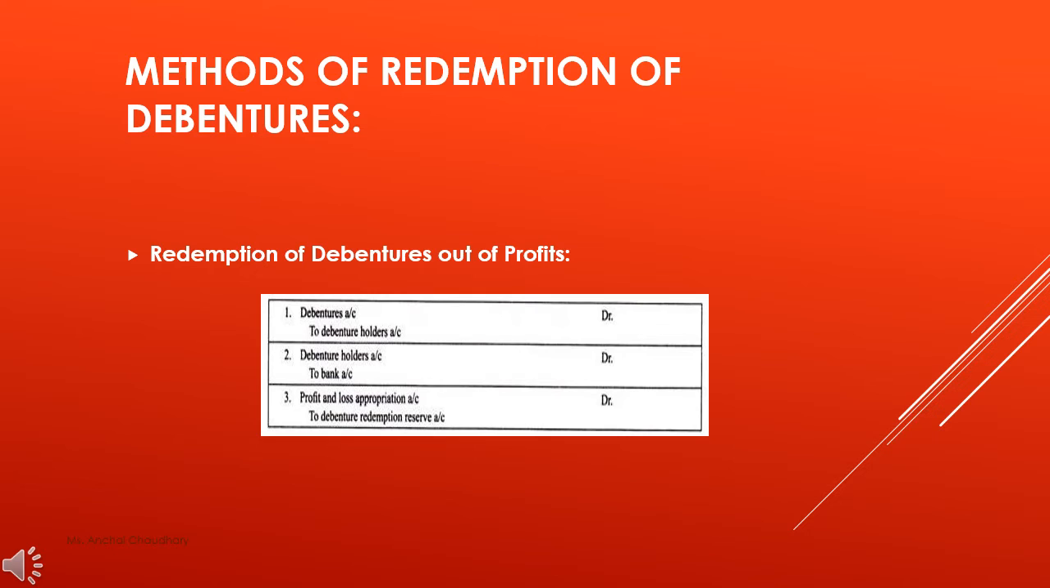So the journal entry in this case will be: debentures account debit to debenture holders account. Second, debenture holders account debit to bank account. Profit and loss appropriation account debit to DRR account. So these will be the three journal entries which will be covered under your first method.